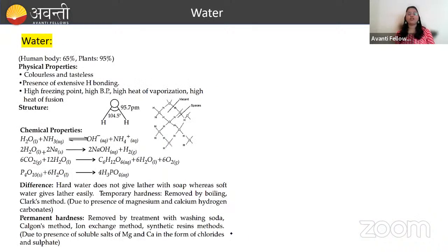Next, when we talk about hydrogen, you know our day-to-day life compound, water. Water contains hydrogen. The structure of water is H2O. The bond angle is 104.5 degrees and the bond length is 95.7 picometer. Most of the human body contains water, and in plants, the amount of water present is 95%.